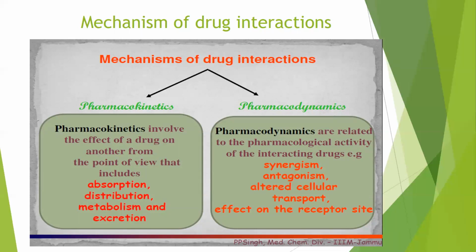Pharmacodynamics are going to be related to the pharmacological activity of those interacting drugs. So they may have a synergistic effect. They may have an antagonistic effect, or they may affect the way the cells work and transport. They may have an effect on the receptors of certain cells at certain sites within the body. So mechanism of drug interactions deal both with the pharmacokinetics of medications as well as the pharmacodynamics of the medications.